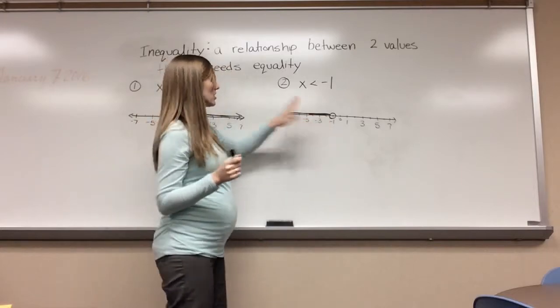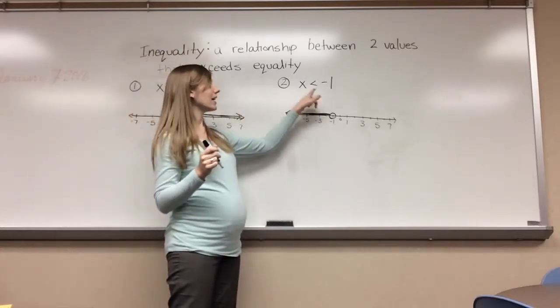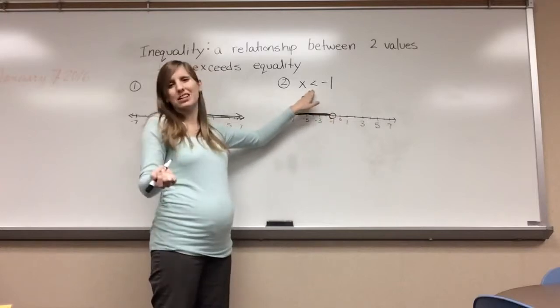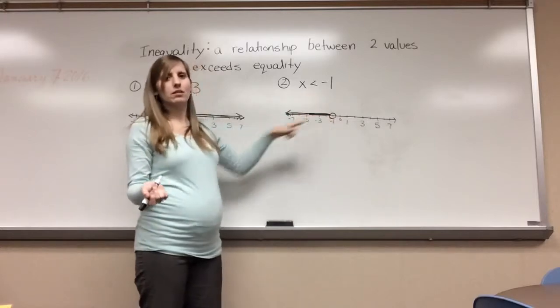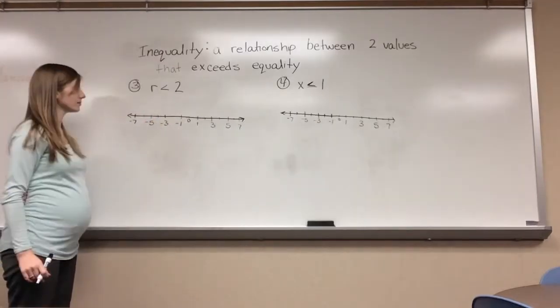Make sure you pay attention to whether it's an open dot or a closed dot. Okay? It's open when the number, in this case negative 1, is not a solution. When there's not an equal to bar, it's nice and open. Okay? When there is the equal to bar, it should be closed.